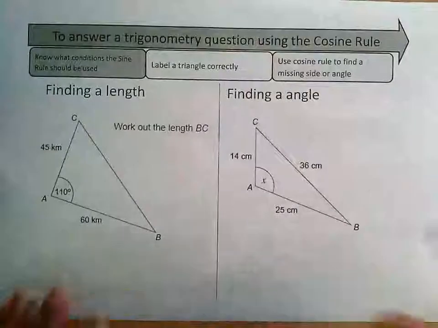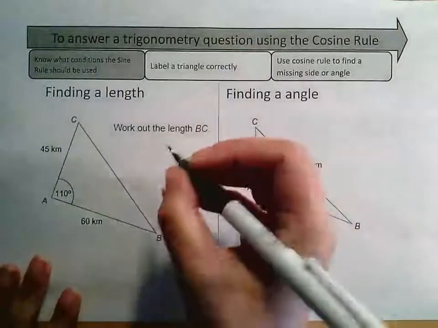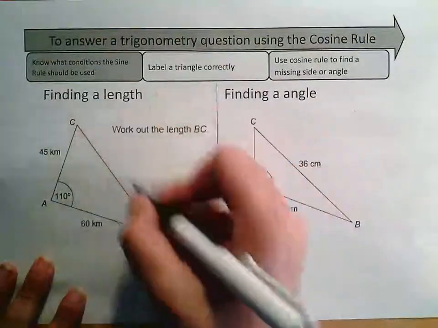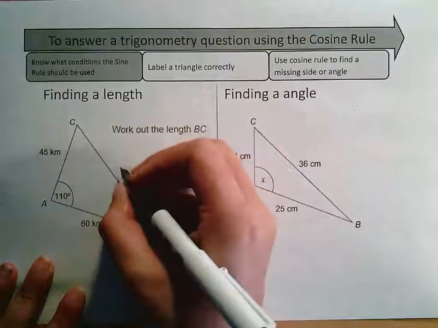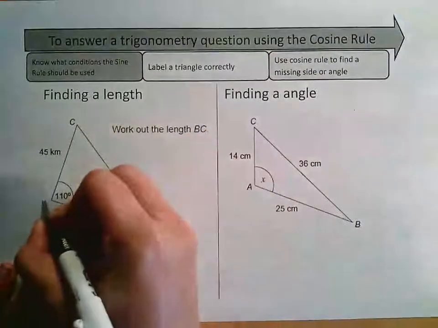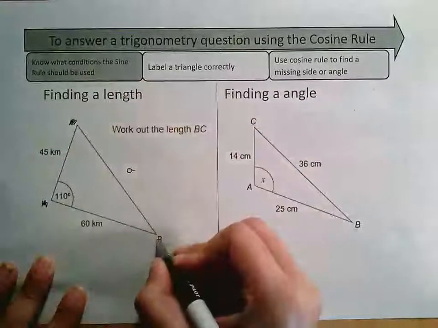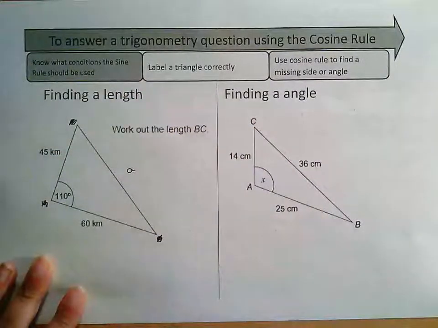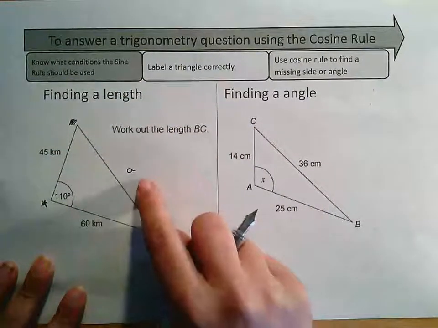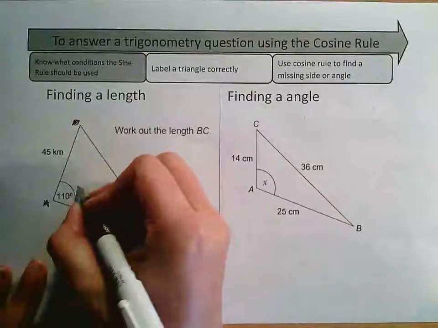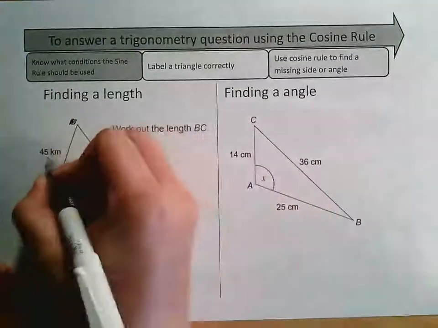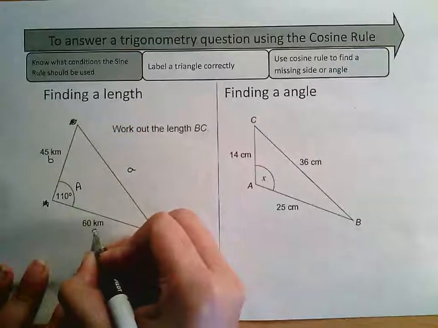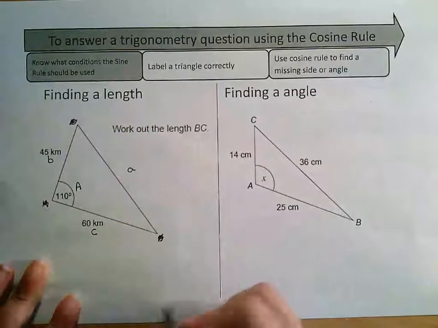So first of all, to find a length. I'm looking for the length BC, which is this one here. So I'm going to label that little a. Now, I always cross out any angles that they give me. I don't care about them. I label it myself. That's the one I'm looking for, little a. So this one is big A. We then have little b and little c. B and C can be the other way around. It doesn't matter.